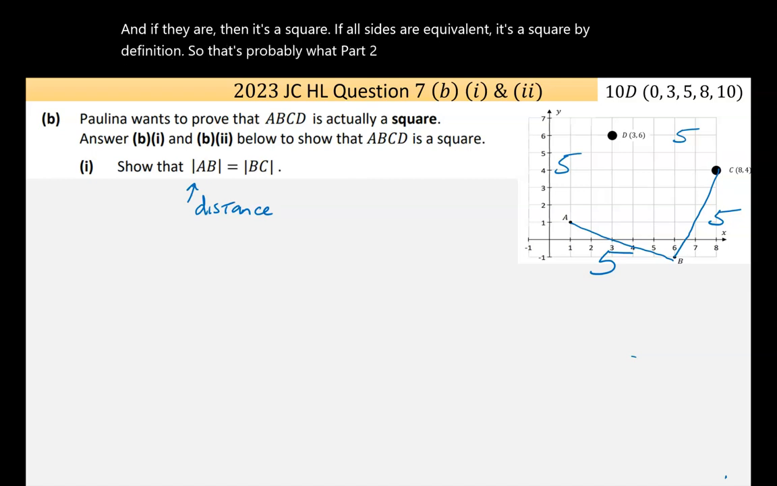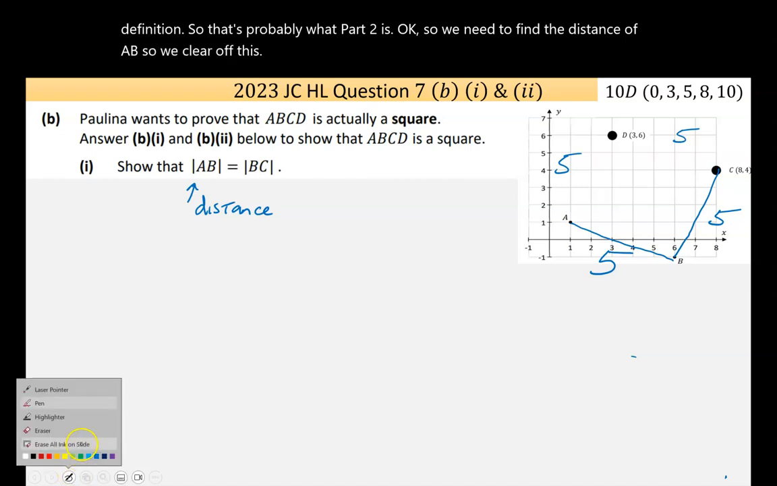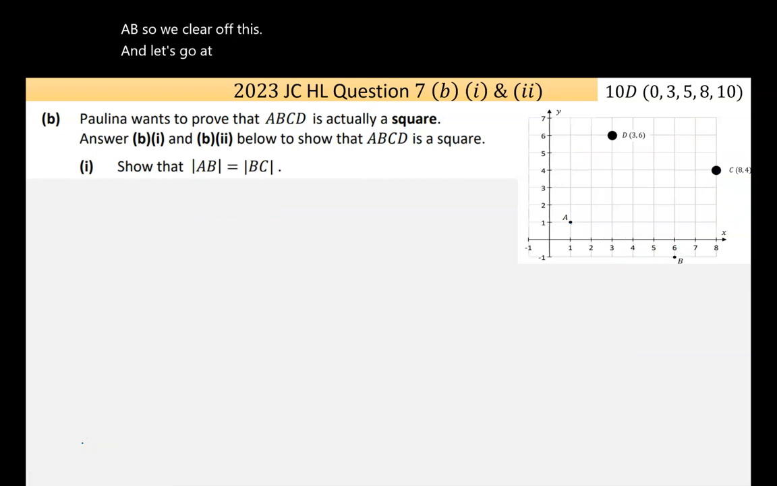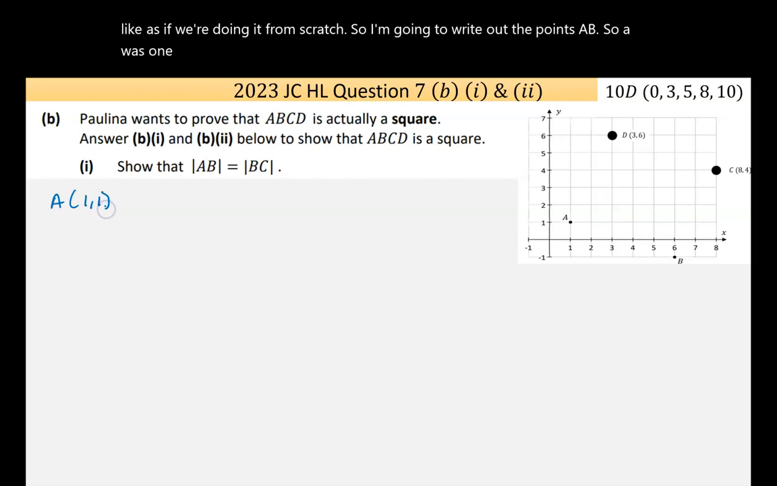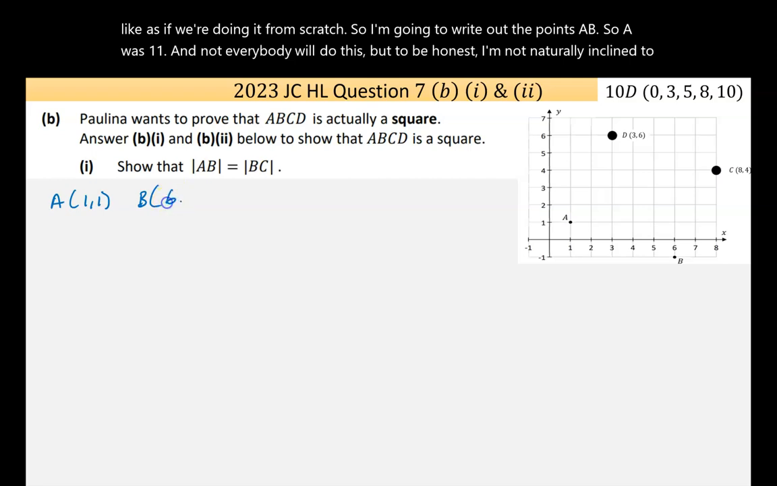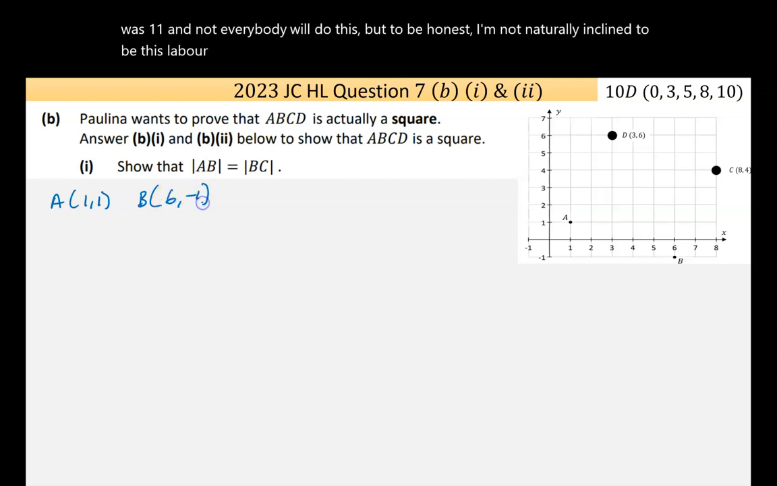Okay, so we need to find the distance of AB. So we clear off this and let's go at it. Now, I probably have the answer done on the next page, but we'll do it as if we're doing it from scratch. So I'm going to write out the points AB. So A was 1, 1. And not everybody will do this, but to be honest, I'm not naturally inclined to be this labor intensive. But we'll do it simply for the practice in terms of methodology.